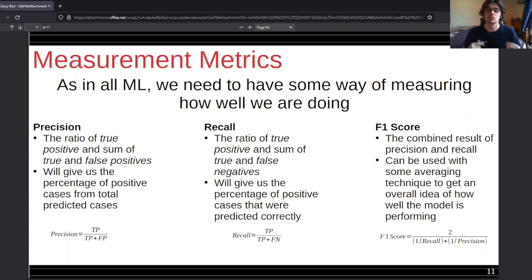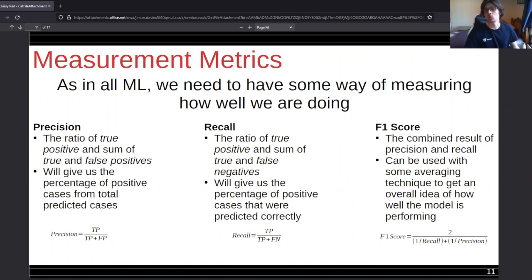Now, recall is the ratio of true positives to the sum of true positives and false negatives. So this will give us a percentage of positive cases that are predicted correctly. So a false negative should actually be a positive, right? It is something that is hateful, but has been identified as non-hateful. So we want to find out how many of these are actually predicted correctly, not just how many of the predicted hate speech are we actually finding, as in precision.